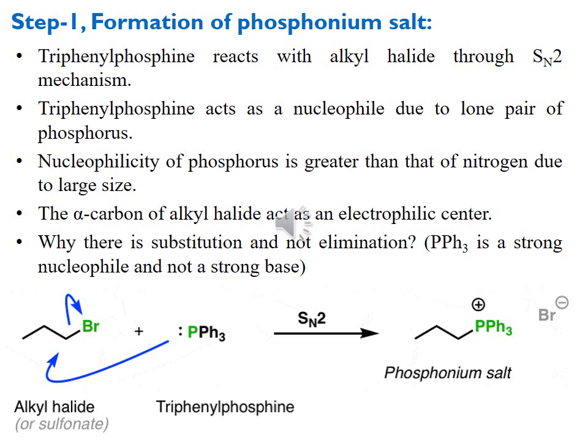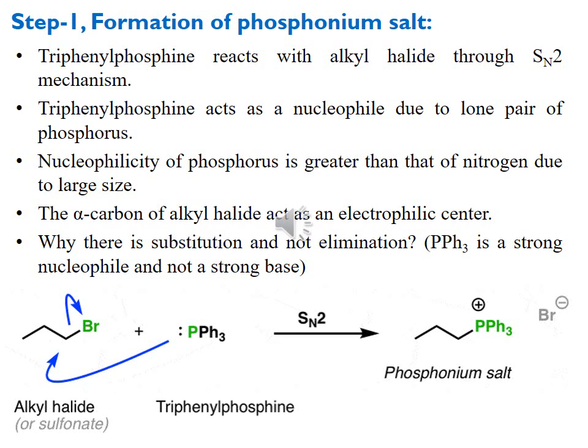The nucleophilicity of phosphorus is greater than that of nitrogen due to large size. Here, if we compare the nucleophilic character of phosphorus with that of nitrogen, both are in the same group, but phosphorus, due to large size as compared to nitrogen, has strong nucleophilic character as compared to that of nitrogen, which has small size, so less nucleophilicity.